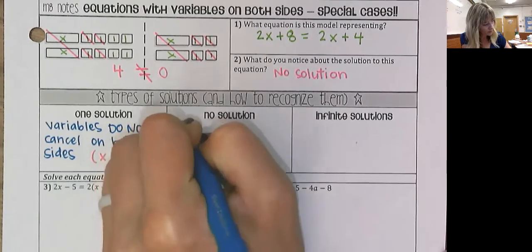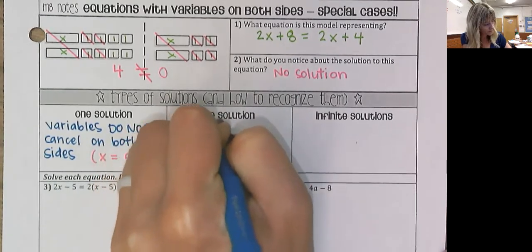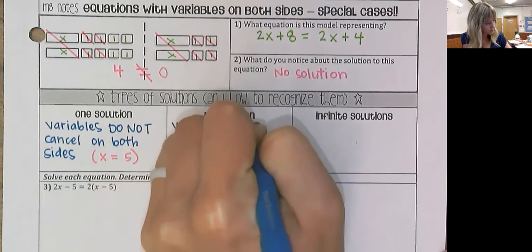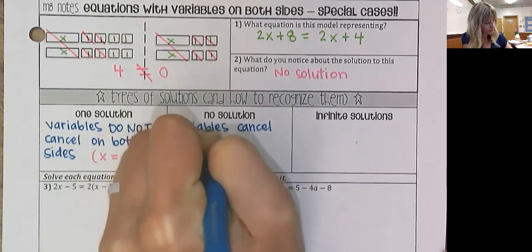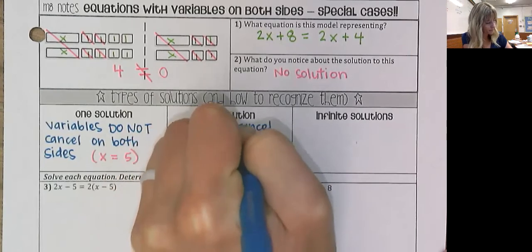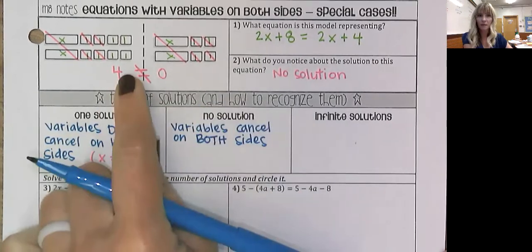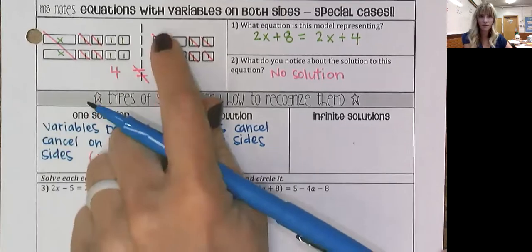Now, what that means is for each of these, the variables will cancel on both sides. That's precisely what happened up here. We had 2x over here and 2x over here.